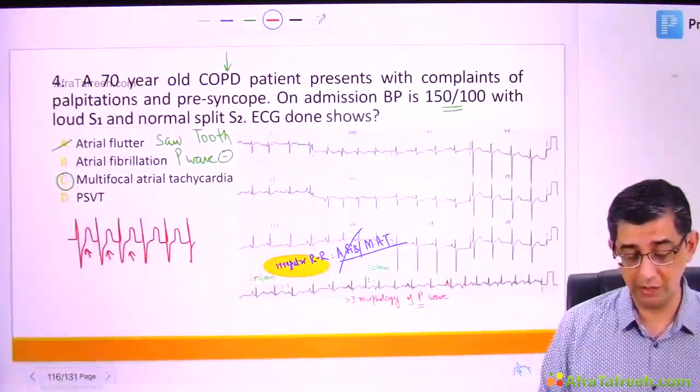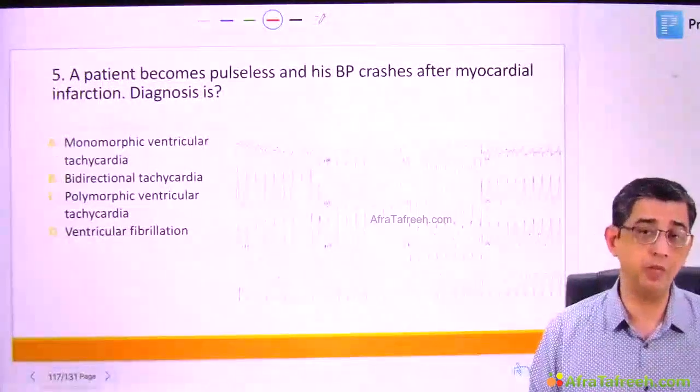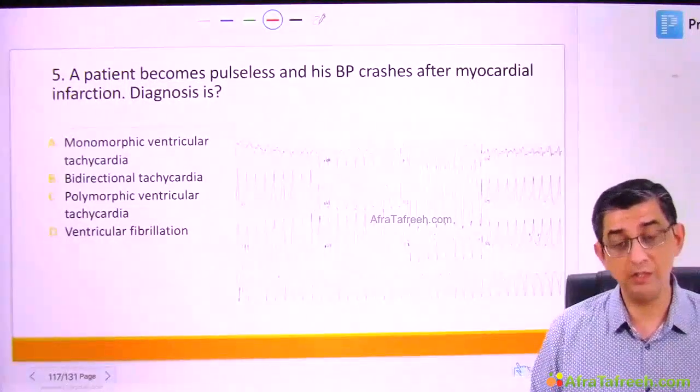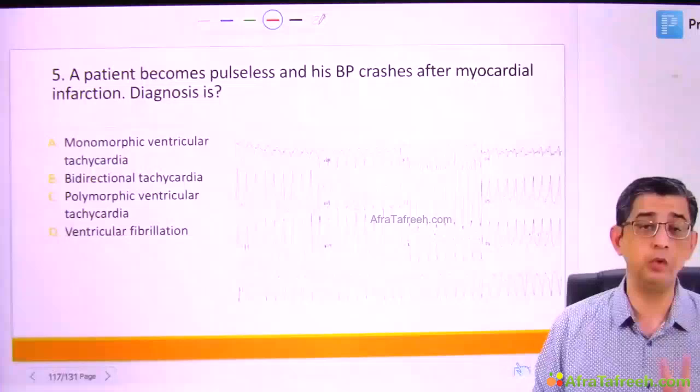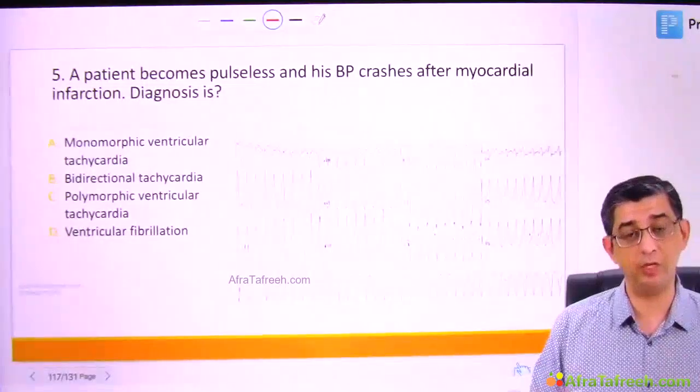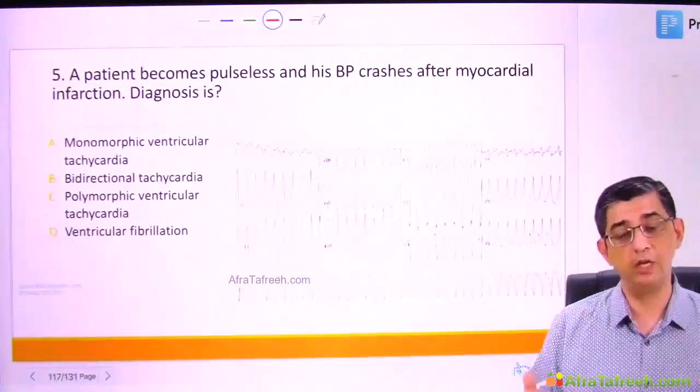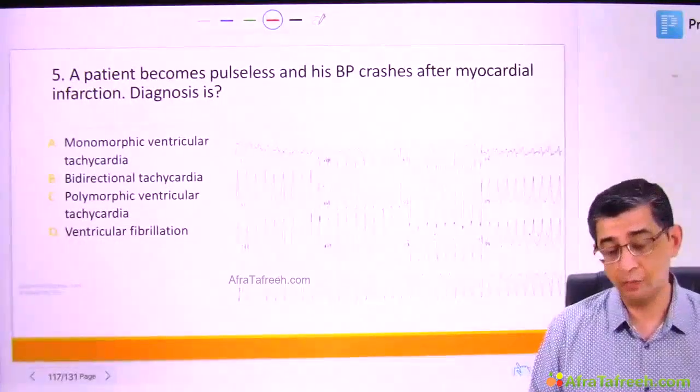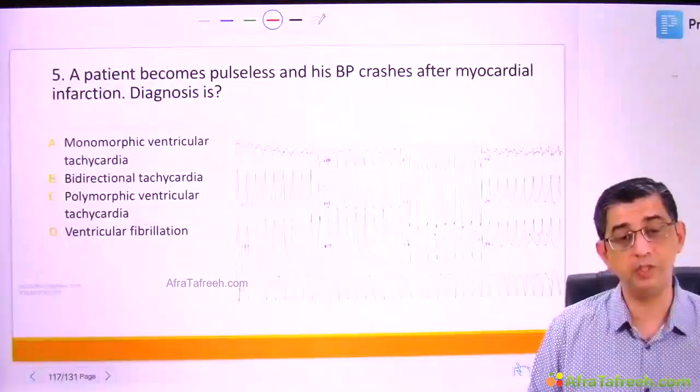So the word of caution here is, whenever you are attempting any multiple choice question in ECG, always calculate the RR interval a minimum of 2 times instead of doing it only once, because you might miss the irregular RR interval, and atrial fibrillation and MAT, if they're asked, you might miss out on them.